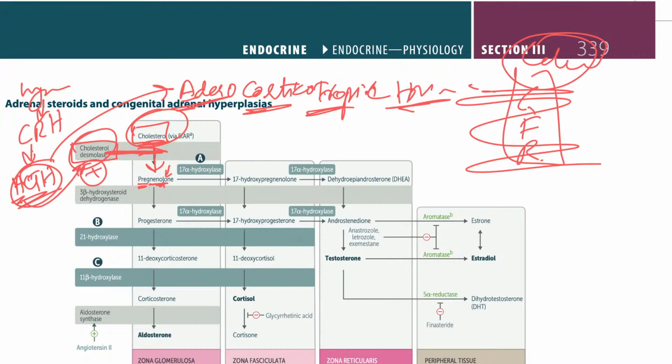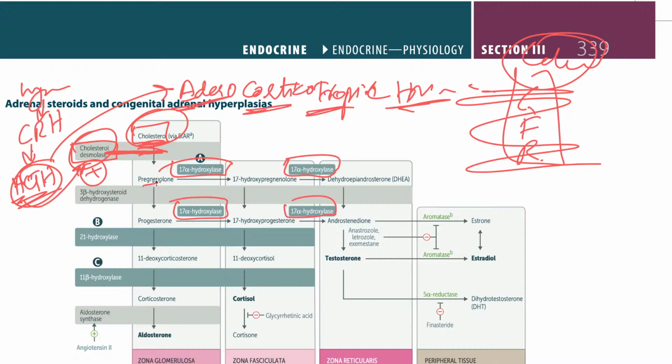That pregnenolone is going to go to two sides. Towards the right and down. Everything on the right side, you will only need one enzyme for that, and that is 17-alpha-hydroxylase. Just got to remember that. Whenever you want to go on the right side, you have 17-alpha-hydroxylase, simple.